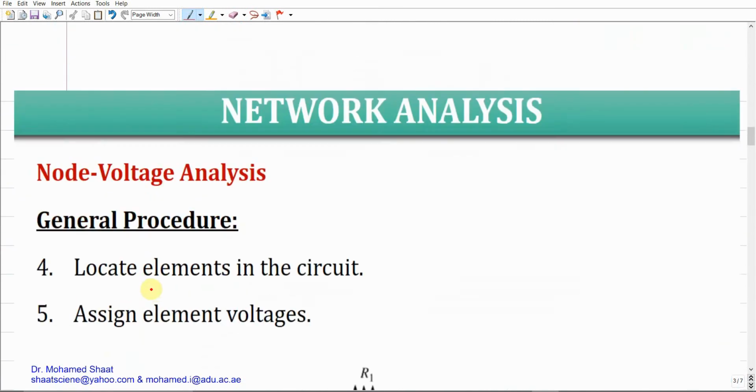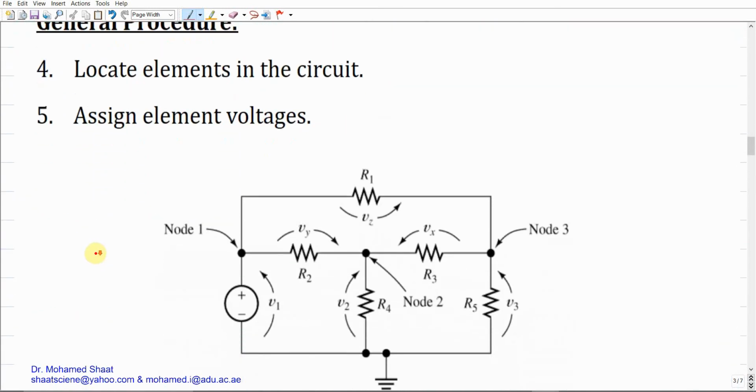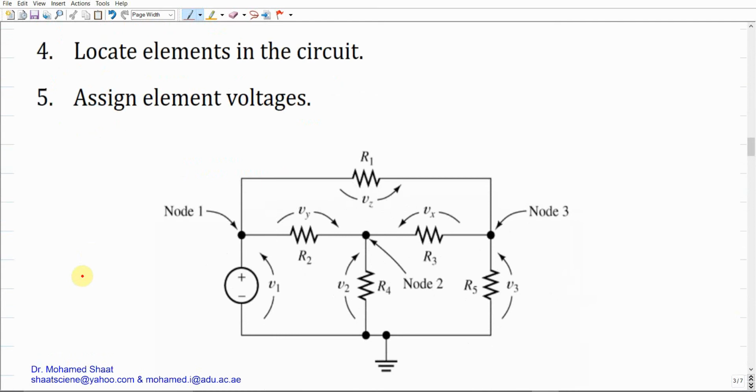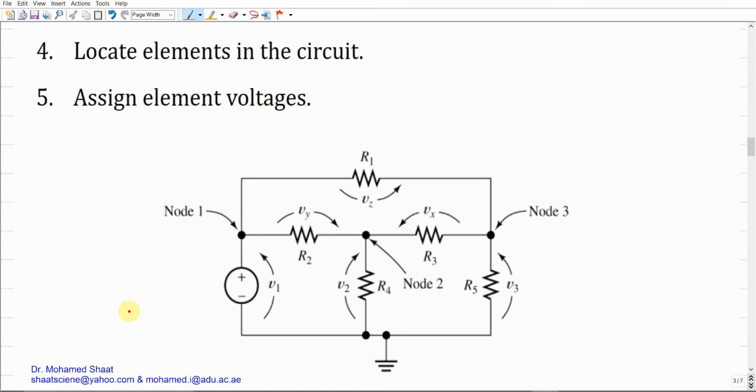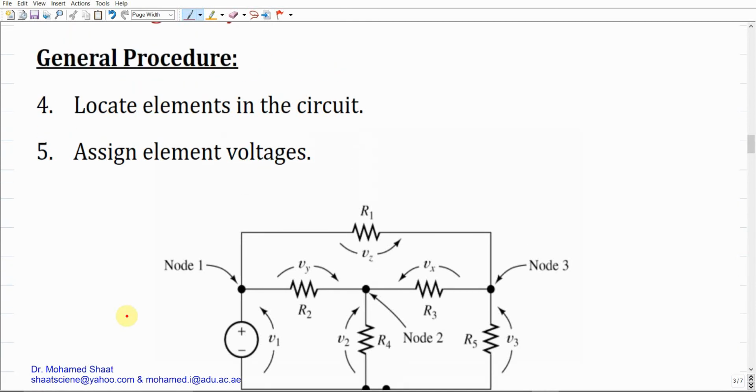The next step basically is just to locate the elements within the electrical circuit. So step 1 is just to allocate the nodes. Define the nodes. Step 2, define one of these nodes that you selected or allocated. One of them should be the reference point. Step 3, just assign voltages to all the nodes. Make sense? How about step 4?